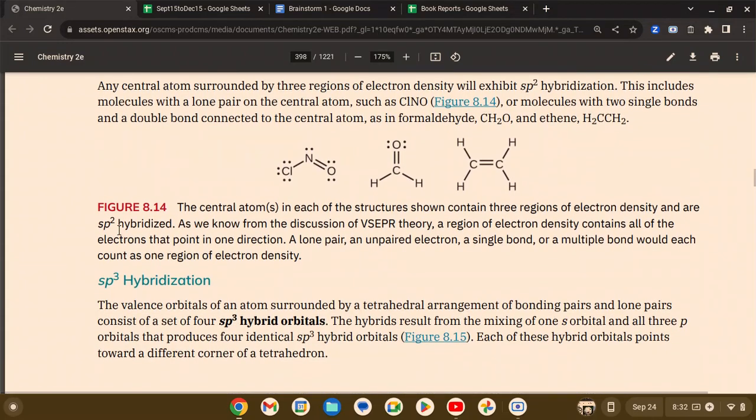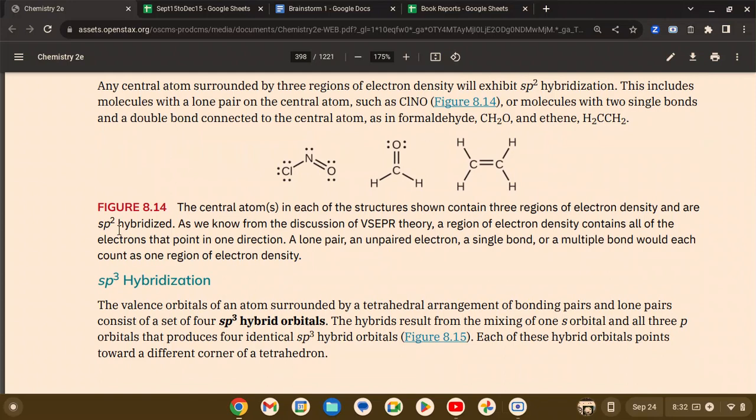Any central atom surrounded by three regions of electron density will exhibit sp2 hybridization. This includes molecules with a lone pair on the central atom, such as ClNO, or molecules with two single bonds and a double bond connected to the central atom, as in formaldehyde and ethene.